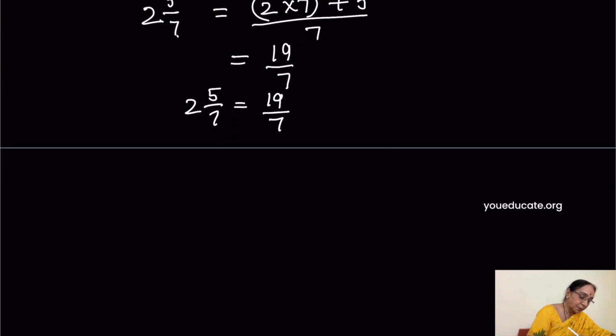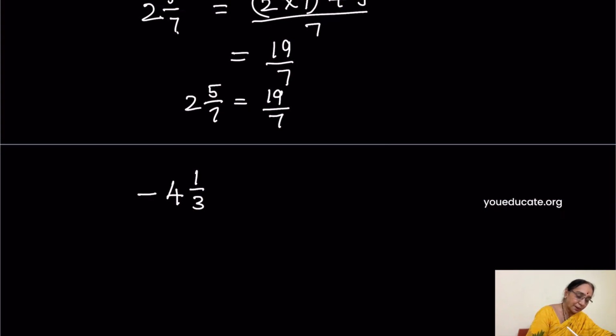Now what about if I have a negative mixed number, negative 4 1 by 3? You just don't look at the negative sign for the moment. Just consider 4 1 by 3. You convert that to an improper fraction. So 4 times 3, 12. 12 plus 1, 13. So this is negative 13 upon 3.